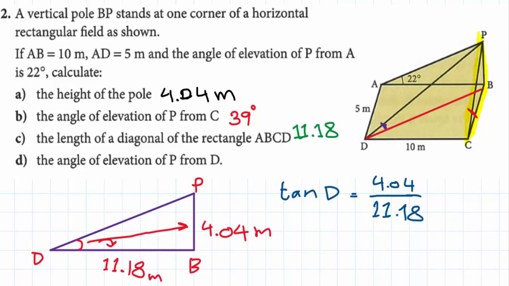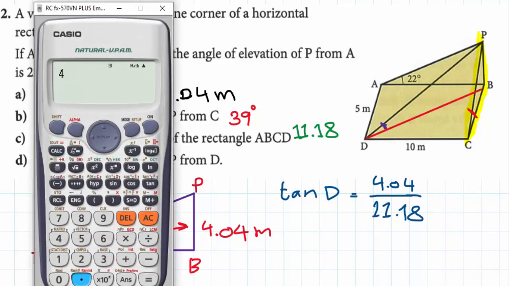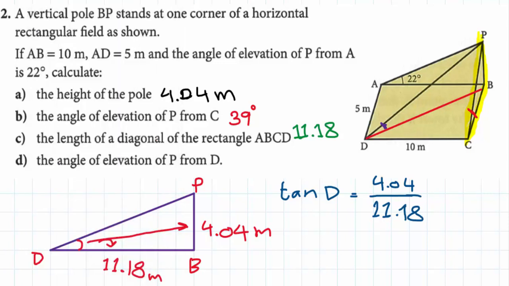11.18 is the length of this diagonal. Now, by dividing 4.04 by 11.18 we get this result, and we have to take tan inverse of it to get the angle D. Tan inverse of the answer is 19.86. We can say it's 19.9. So this angle of elevation is 19.9 if we round the answer correct to 1 decimal place.